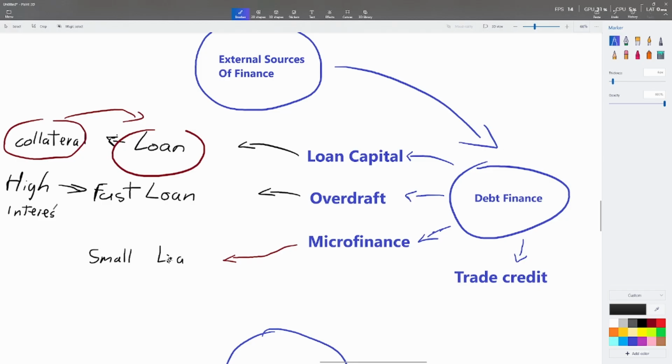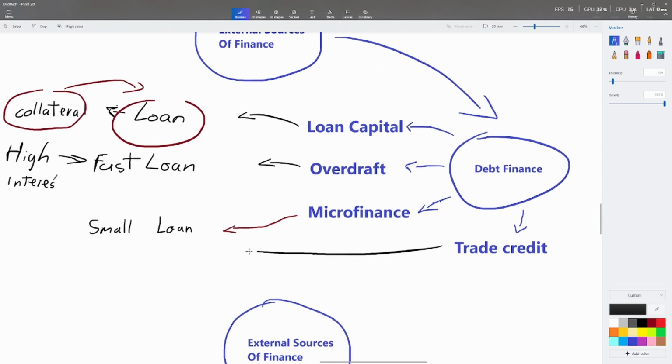And to understand this, that it doesn't have collateral as well, because the loan is just so small. And the last one, but not the least one, is trade credit.